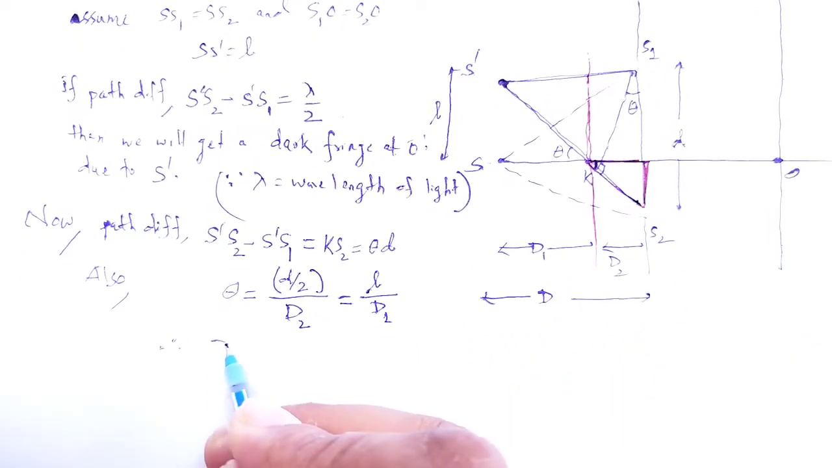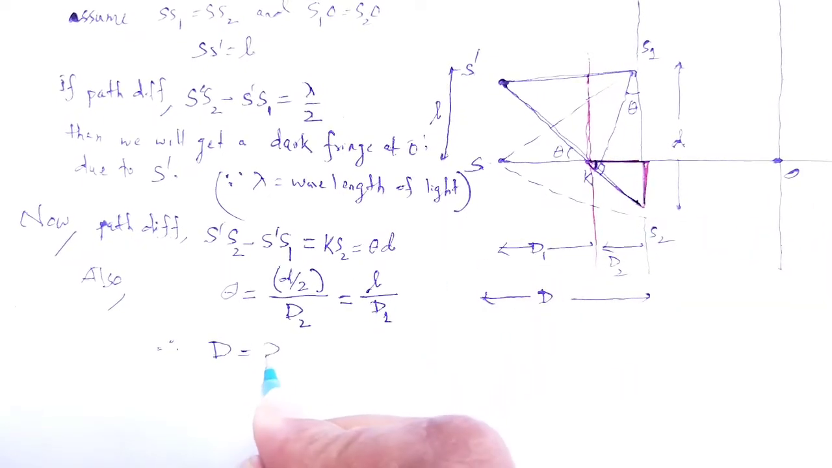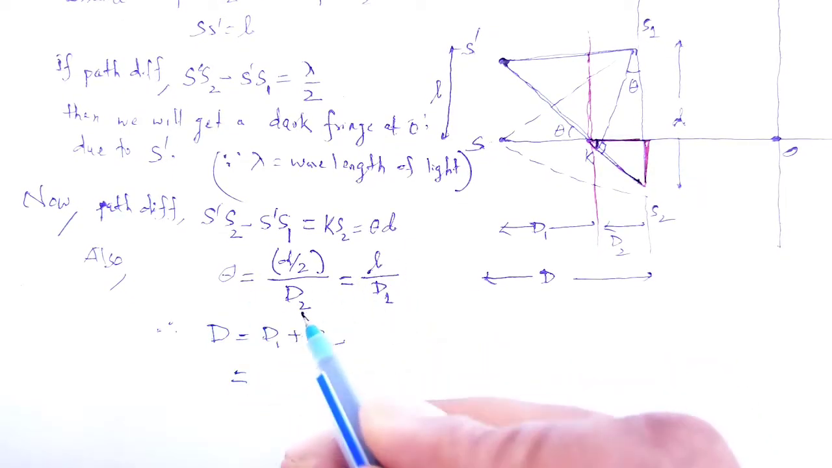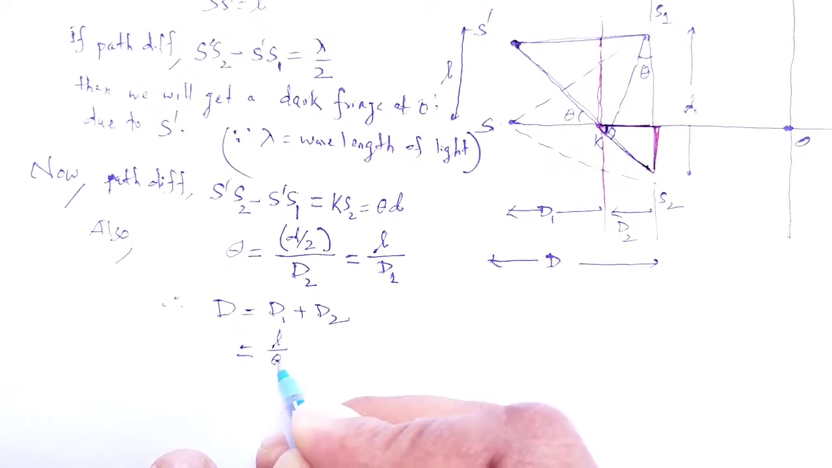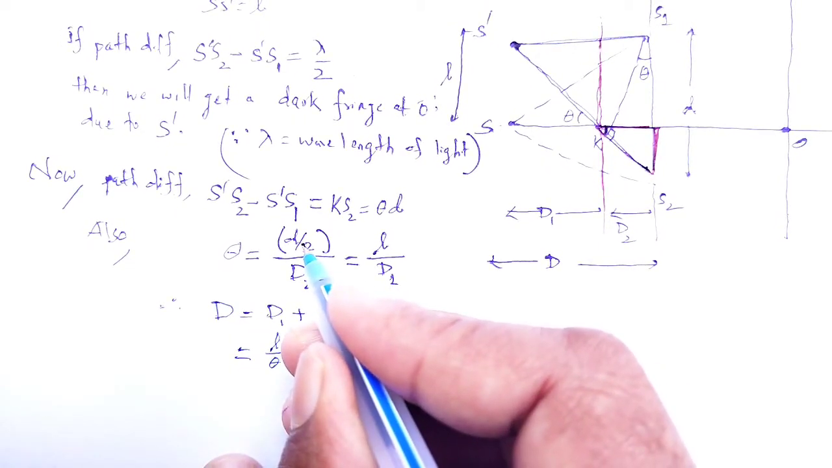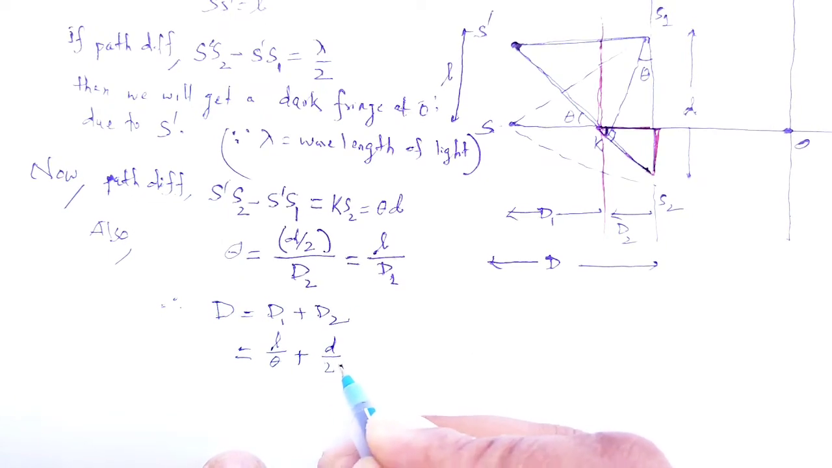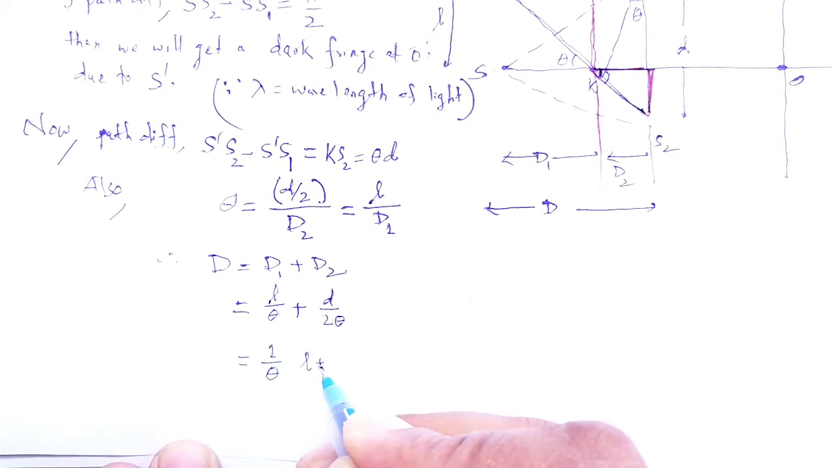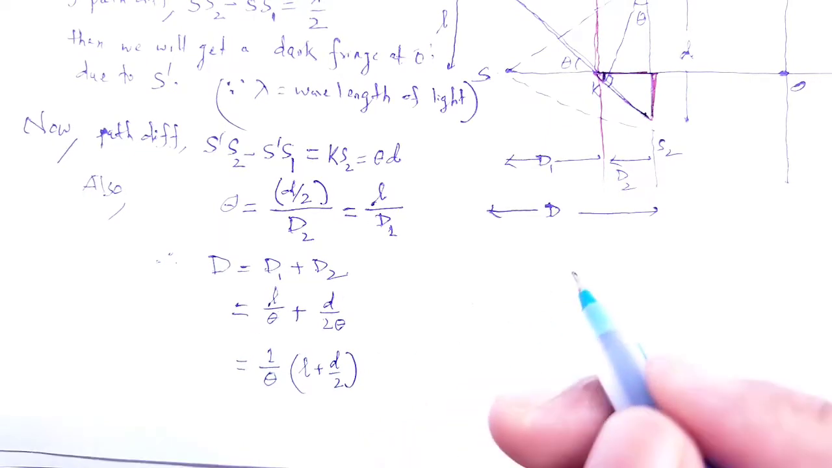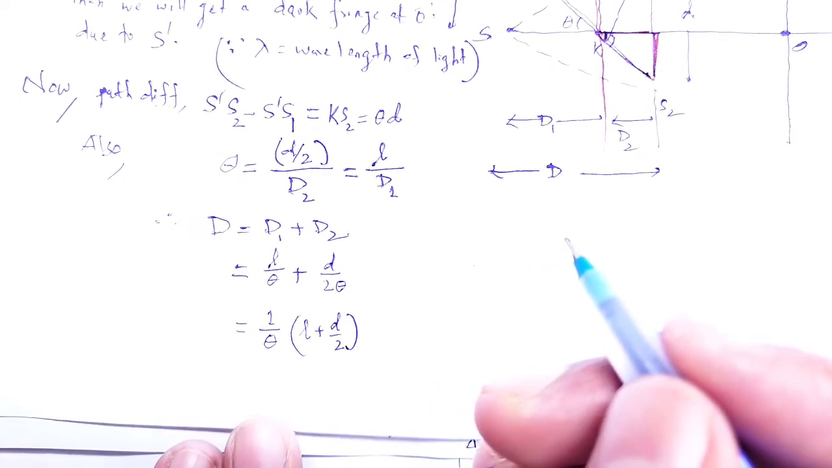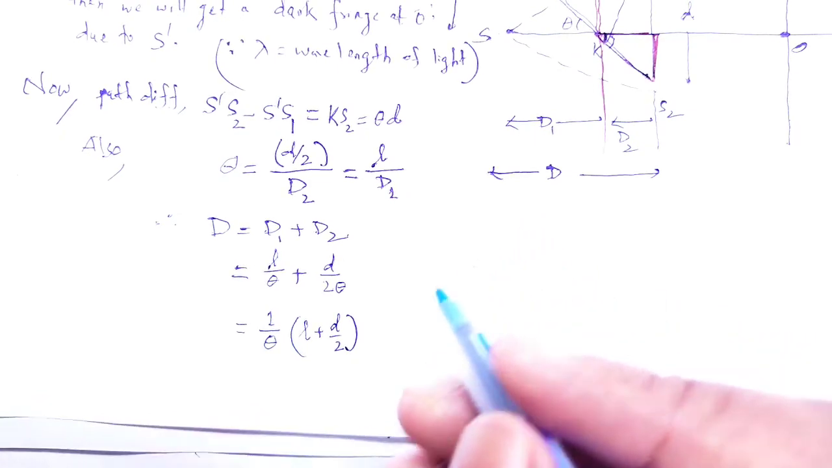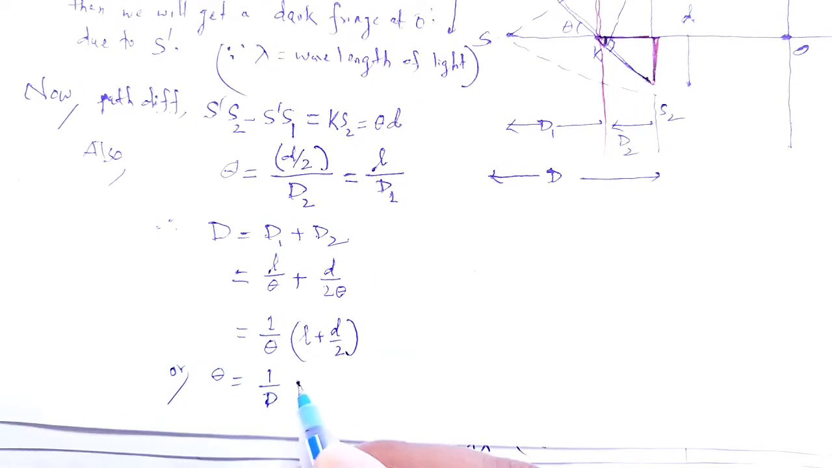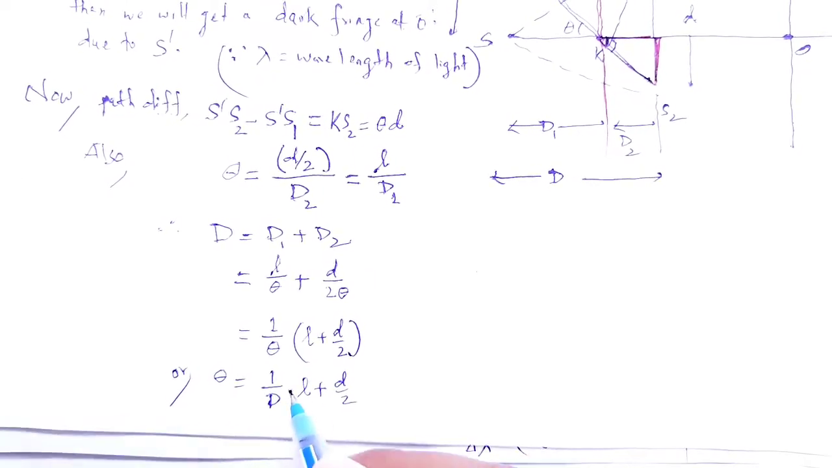Therefore d is equal to d1 plus d2. In place of d1 we write L by theta, plus in place of d2 that is d by 2 theta. Taking 1 by theta as common, that is L plus d by 2. Therefore theta is equal to 1 by d times L plus d by 2.